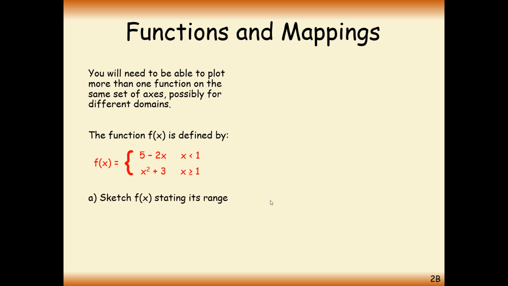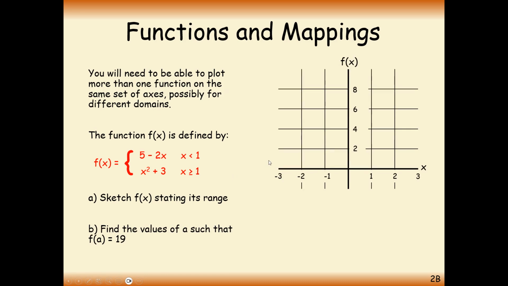Okay, this particular function is called a piecewise function because when the domain is less than 1, that is x is less than 1, we have 5 minus 2x, which is a linear function, and when the domain is bigger or equal to 1, the range of the function is defined by x squared plus 3. We plot the graph, and it will look something like so.